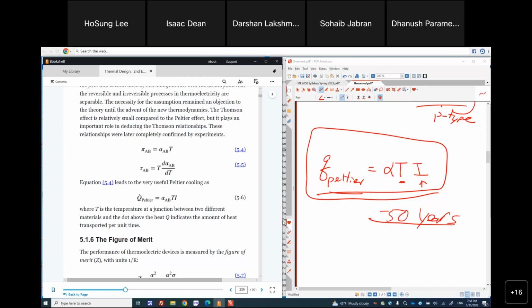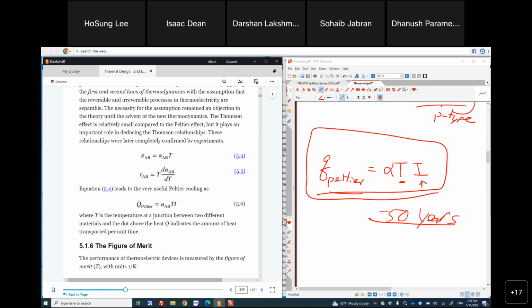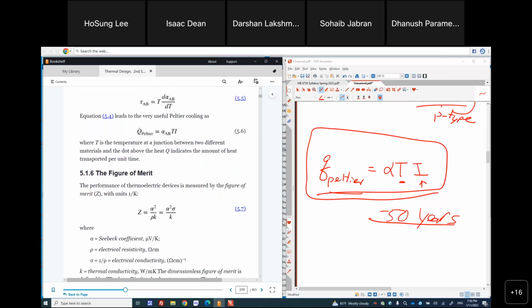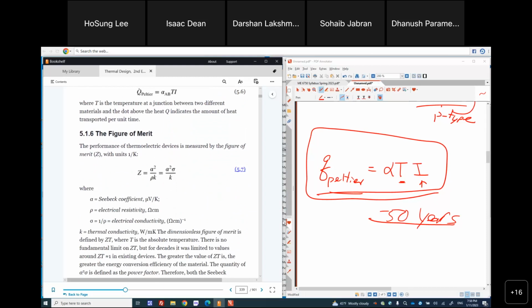I repeat, Thomson heat, tau, is temperature times the gradient of Seebeck with respect to temperature. So usually yes, because the Seebeck depends on temperature, small, but yes. But if you assume constant Seebeck, then already there is no Thomson heat. You neglect it already.